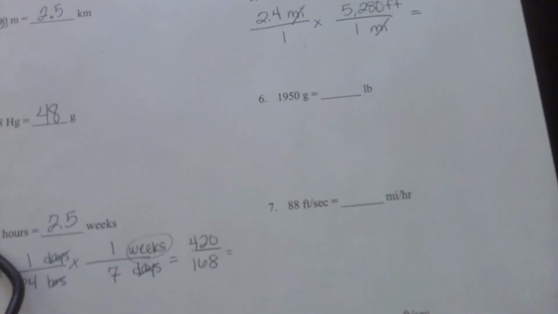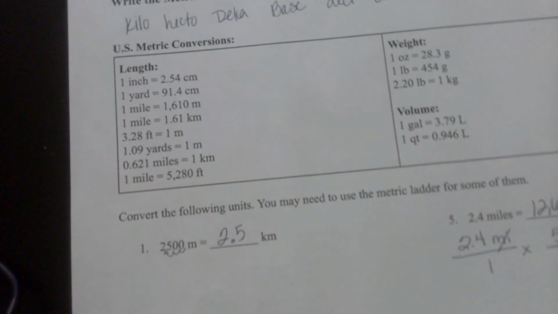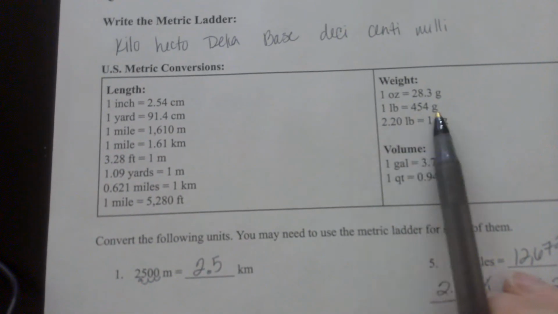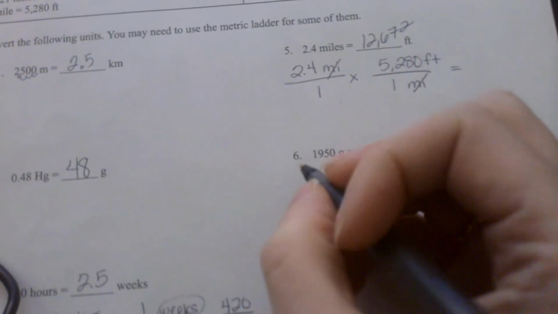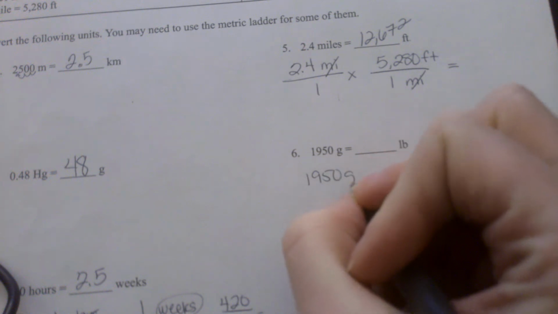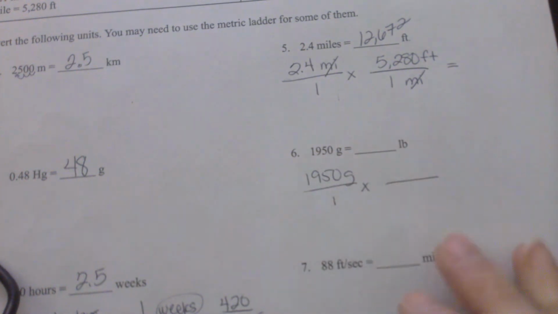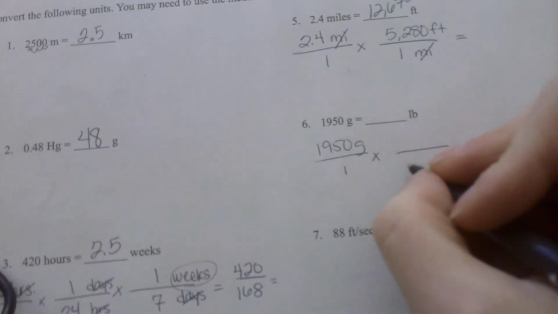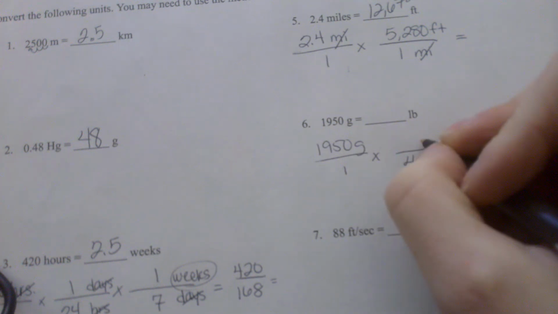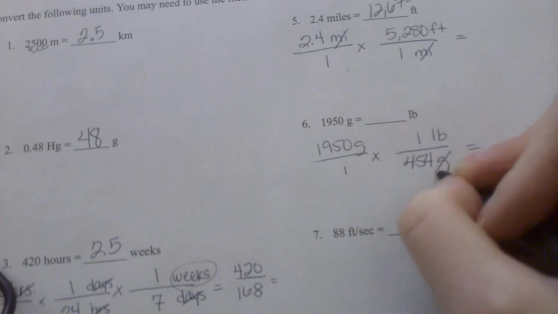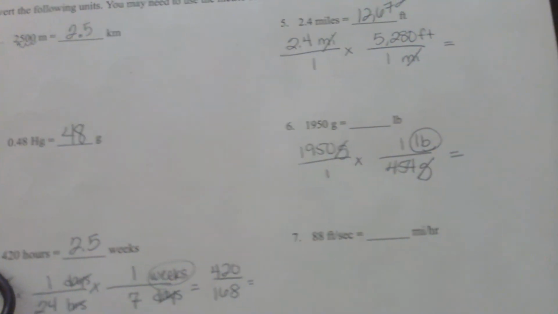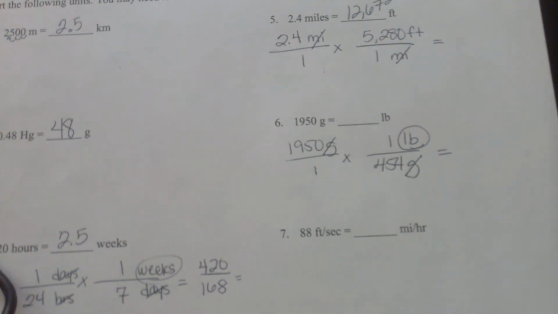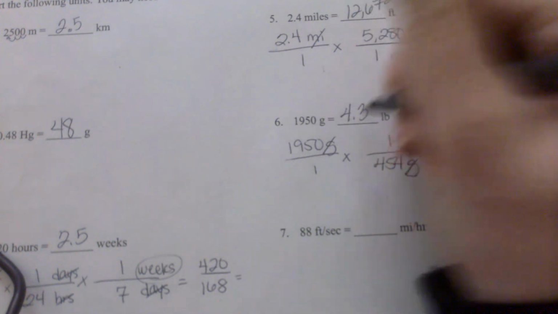Alright, grams to pounds. Let's see, up here in my chart, it gives us a conversion right from grams to pounds there. So I'm going to start with my given value, 1,950 grams over 1. And then up here it tells us there's 454 grams in 1 pound. Grams cancels, I'm left with pounds. Just a 1 step there. So 1950 divided by 454. So we get about 4.3 pounds.